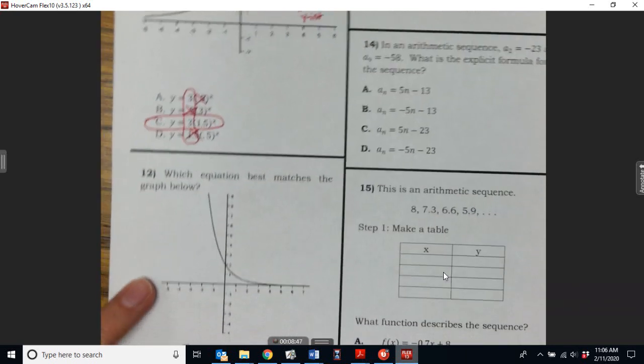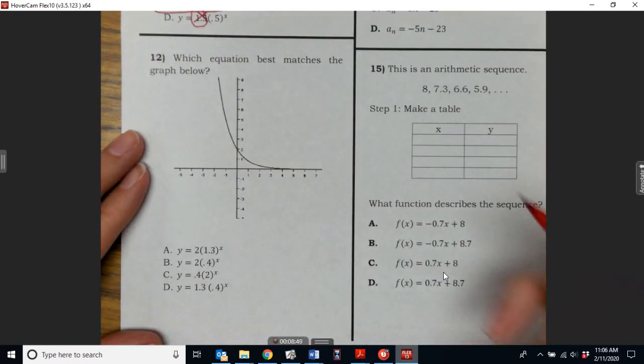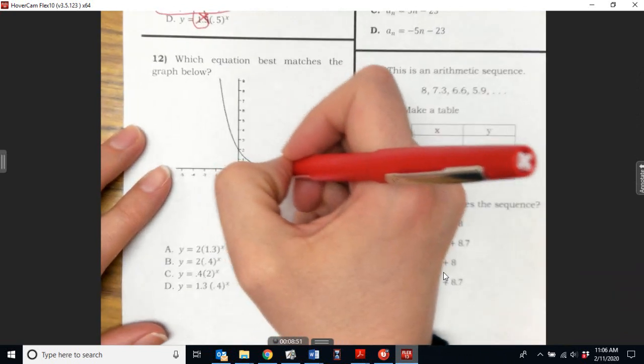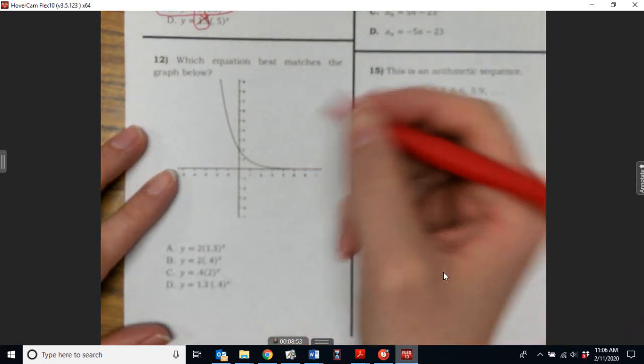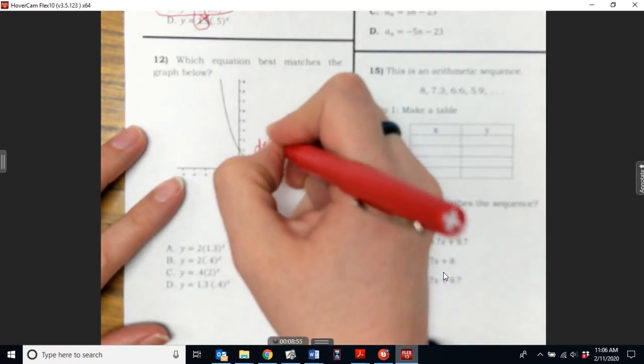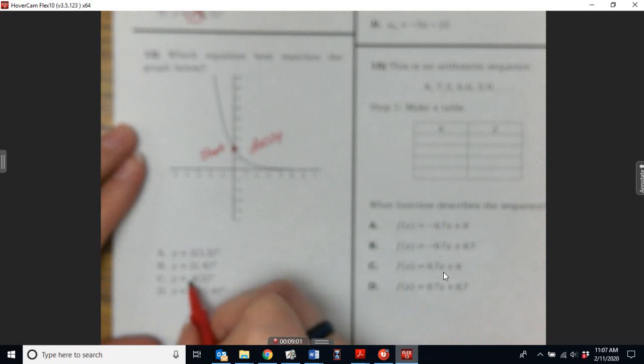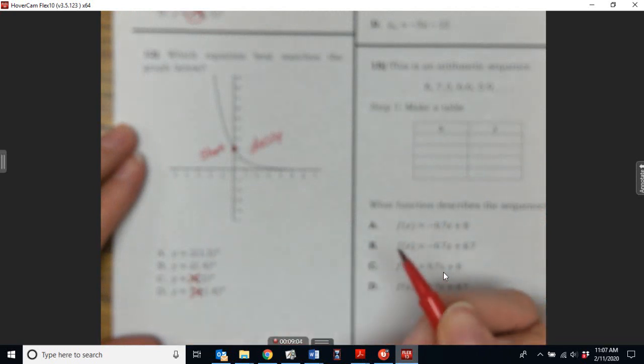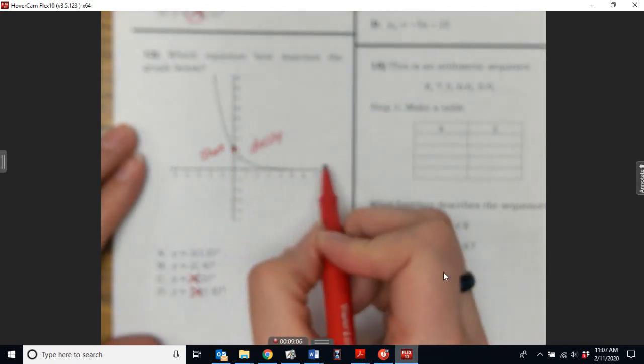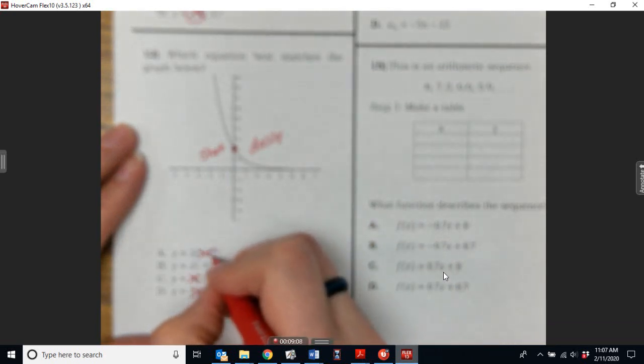Same thing on number 12. This one is going down. We always read a graph from left to right, so it's decay. And I start here at 2. So my first number has to be a 2. And then inside the parentheses, I have to be something smaller than 1, so that means my answer is B.